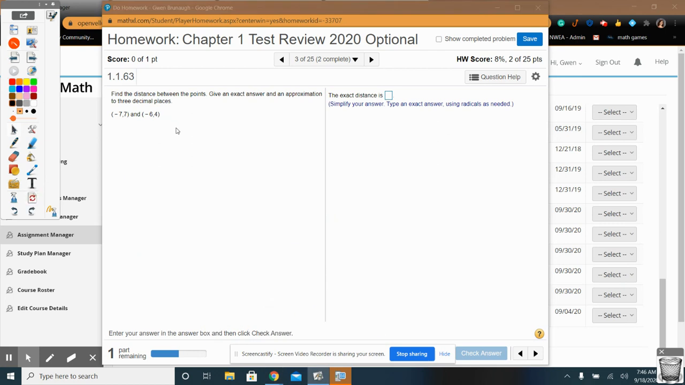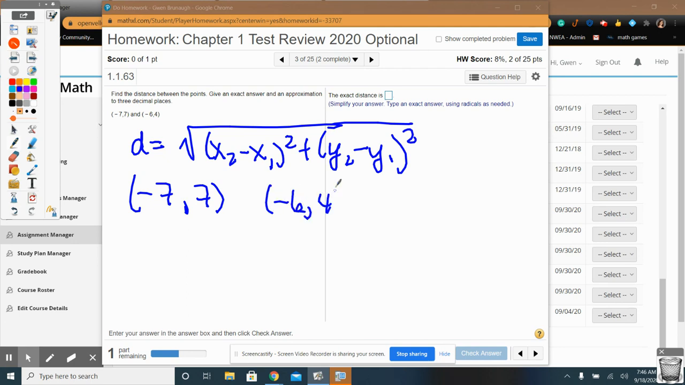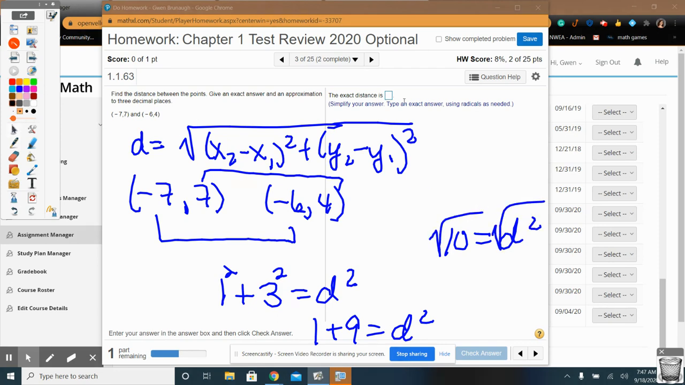Find the distance between the points. You are welcome to use the distance formula, which is the big square root, x2 minus x1 squared plus y2 minus y1 squared. But most of us were using the Pythagorean theorem. When you think of -7, 7 and -6, 4, all you have to ask yourself is how far apart are my x's? Those are 1 apart. How far apart is 7 from 4? That's 3 apart. So it's 1 squared plus 3 squared is the distance squared. That's 1 plus 9, which is 10, is the distance squared. Do not forget your square root. So the answer is the square root of 10.